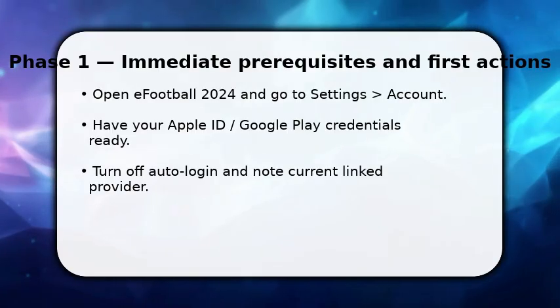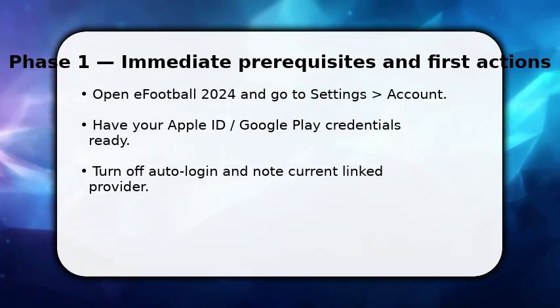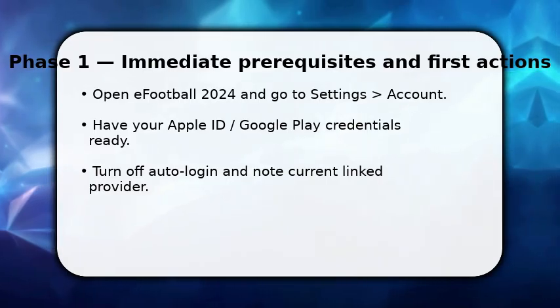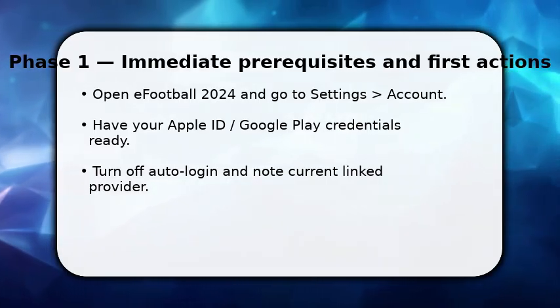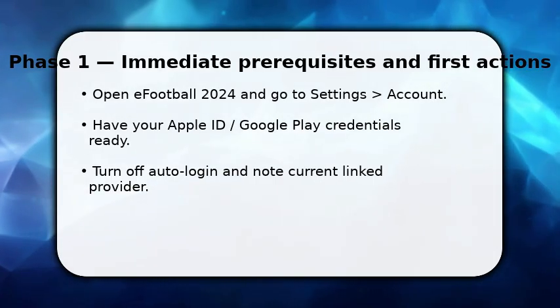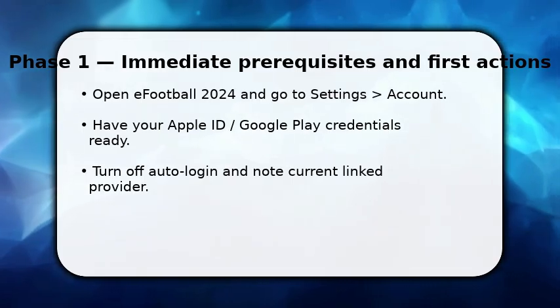You begin by opening eFootball 2024 and navigating to Settings, Account. This gets you straight to the linkage controls. Once there, sign out of any secondary profiles and make sure you have the Apple ID or Google Play credentials ready, because you may need to re-authenticate.